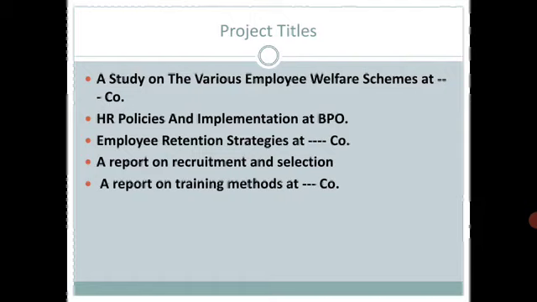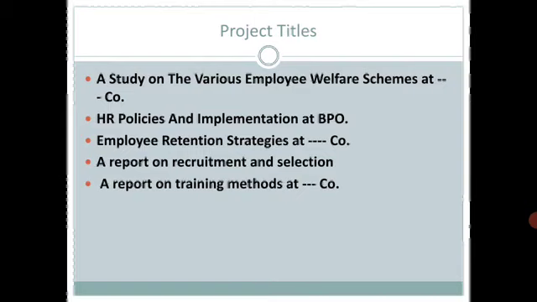Fourth, a report on recruitment and selection. What might be the objective? To study the recruitment and selection procedure in so and so company, and to study the relationship between recruitment and selection procedure and job satisfaction. This can be your second objective. Then a report on training methods at so and so company. This can be a study on training methods and their impact on knowledge development and performance of the employee. This can be one of your objectives.